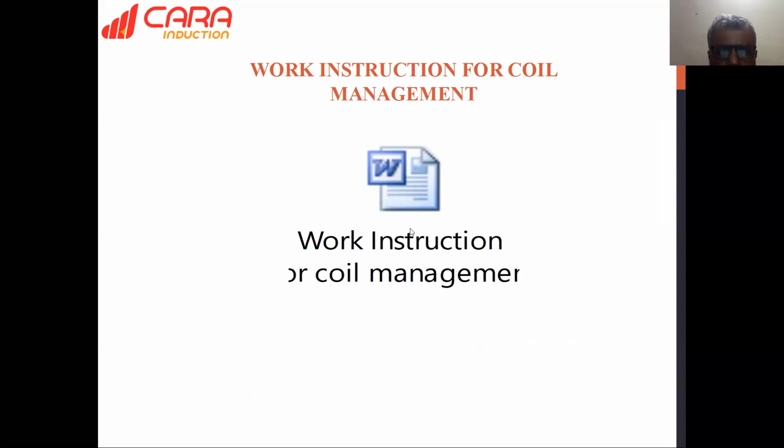You need to make the work instruction for inductor management. That means how the inductor, whenever the inward inspection is most important. First you have all drawings for inductor, and accordingly whatever the new inductors, new coil, you need to develop a system for their inspection, then inductor validation before using that inductor in production.